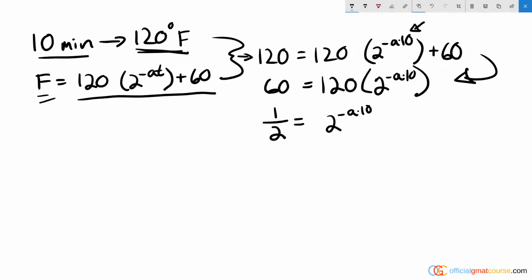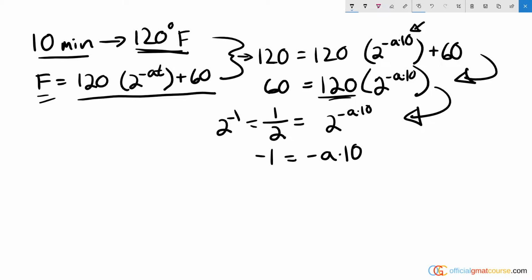If I then divide both sides by 120, I will isolate 2 to the negative A times 10 equals 1/2. And 1/2 is equal to 2 to the negative 1. If you need to review that, check out our exponents video. So 2 to the negative 1 is equal to 2 to the negative A times 10. Well, since they have the same base, that means the exponents must be the same. So that negative 1 exponent is really equal to negative A times 10.